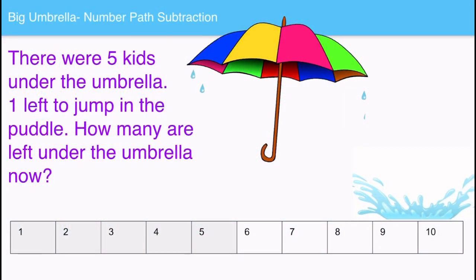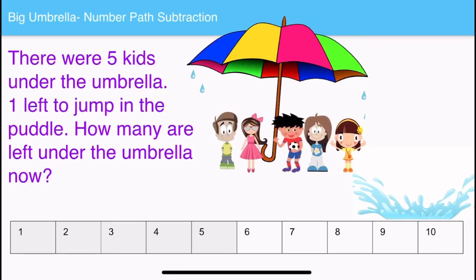For our first problem today, there were 5 kids under the umbrella. 1 left to jump in the puddle. How many kids are left under the umbrella now? Well, boys and girls, first things first, we have to go back to the problem and think. It says there are 5 kids under the umbrella. So how many counters do you think we should put down? Let's look. 5 kids, so that means 5 counters.